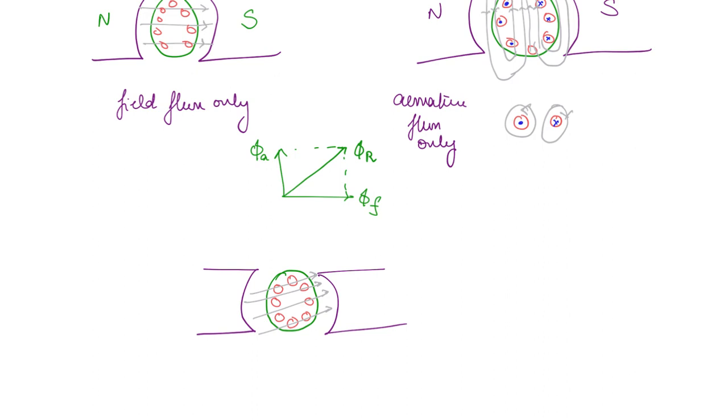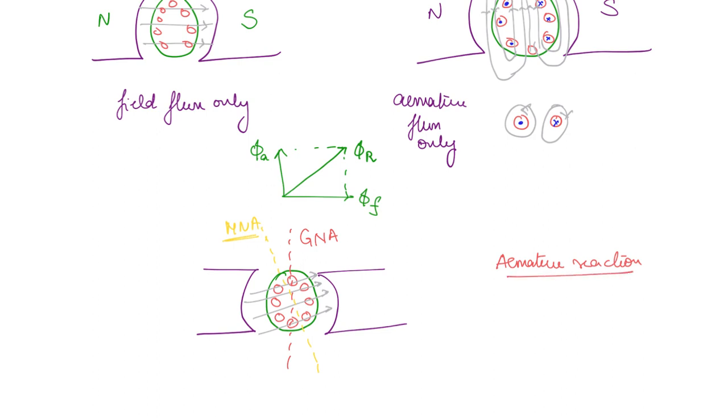Okay, so the geometric neutral axis, remember, it is going to remain as it is. This is the geometric neutral axis, but the magnetic neutral axis will be perpendicular to these magnetic field lines. So it is going to undergo a slight change. So this is the magnetic neutral axis. So this is what we call the armature reaction.